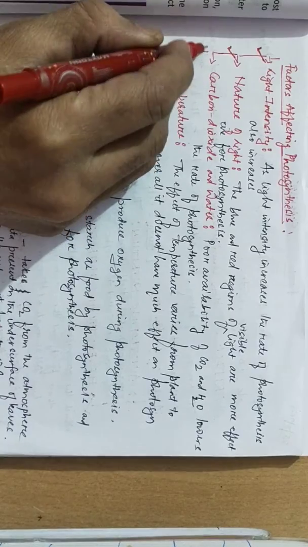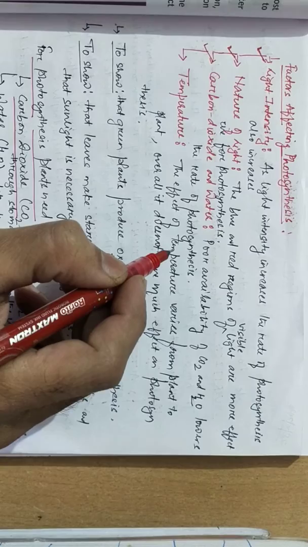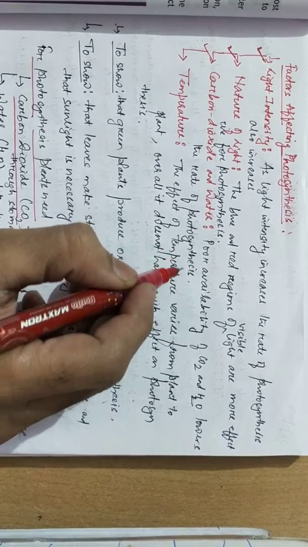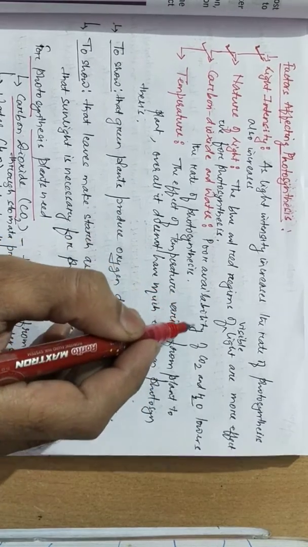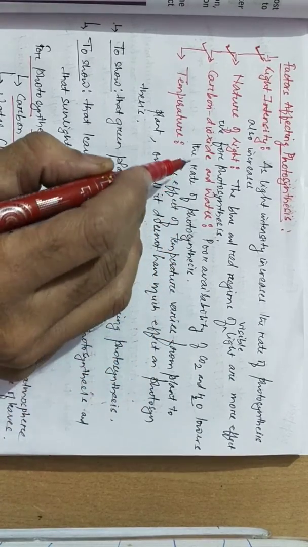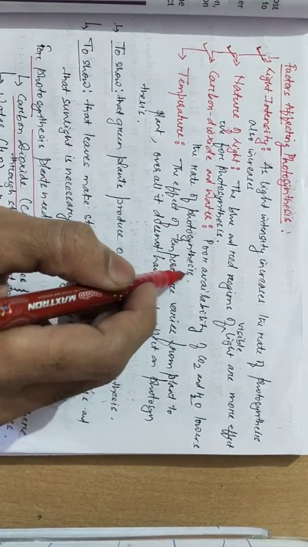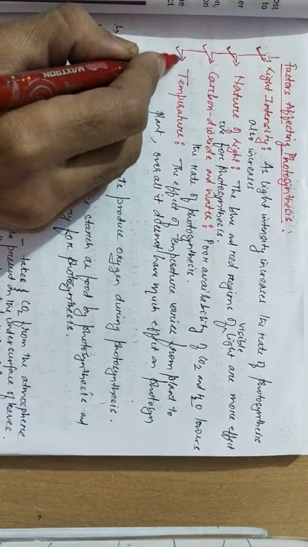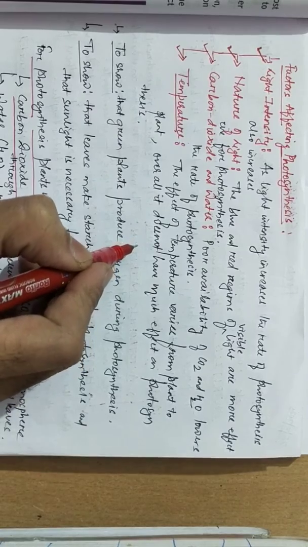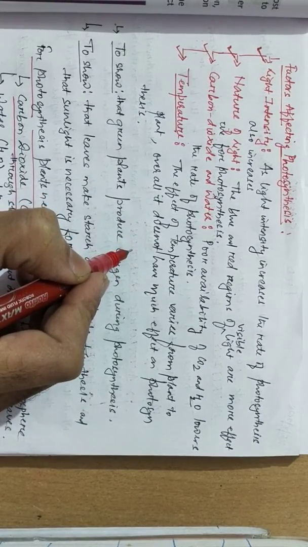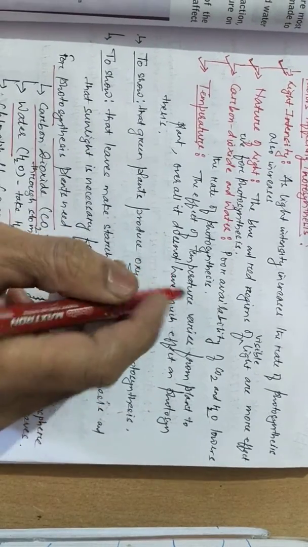Now the third factor is the carbon dioxide and water, which are the raw material for photosynthesis to take place. Plants use carbon dioxide and water as raw material during the process of photosynthesis. So obviously if the carbon dioxide and water are more, the rate of photosynthesis will also increase. As far as the last factor is concerned, that is temperature, it has been found that temperature does not have much effect on the rate of photosynthesis, and it depends from plant to plant. So temperature does not have much role to play.